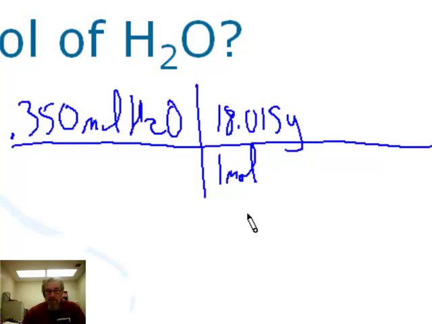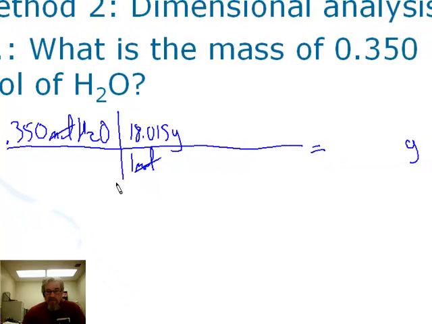So I'm just multiplying by 1. I don't change the quantity of matter. But now instead of it being expressed in moles, it's expressed in grams because the moles cancel out. When I take 0.350 and multiply by 18.015, well, it's the same arithmetic that I did before. So I still get 6.30 grams.